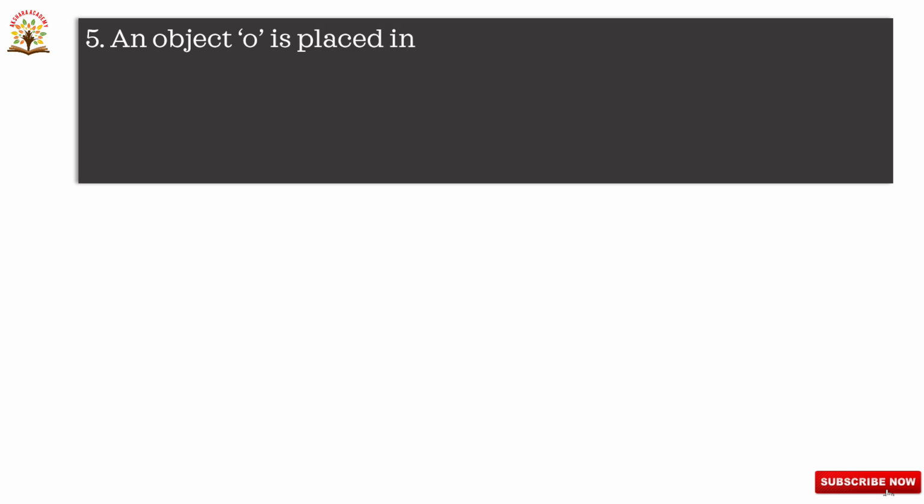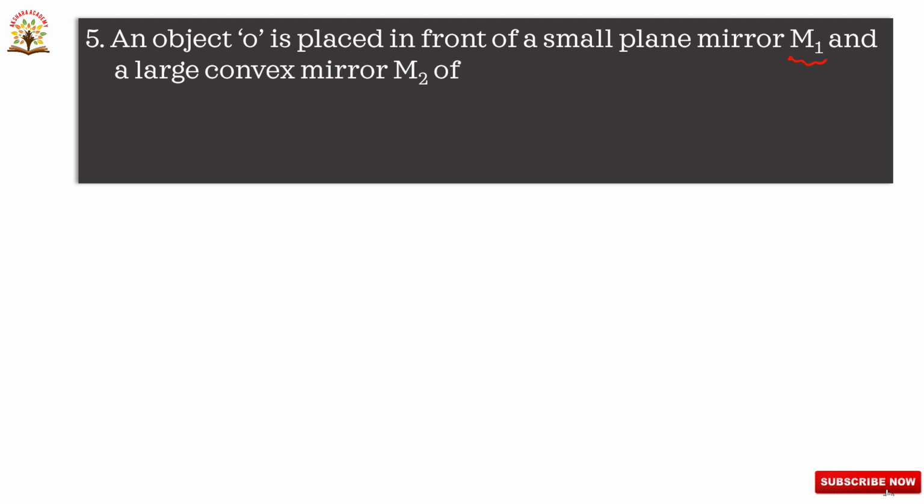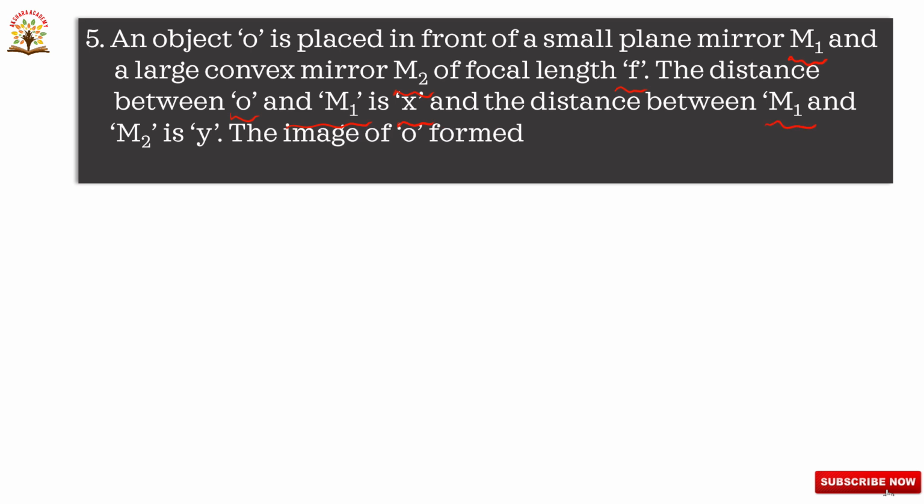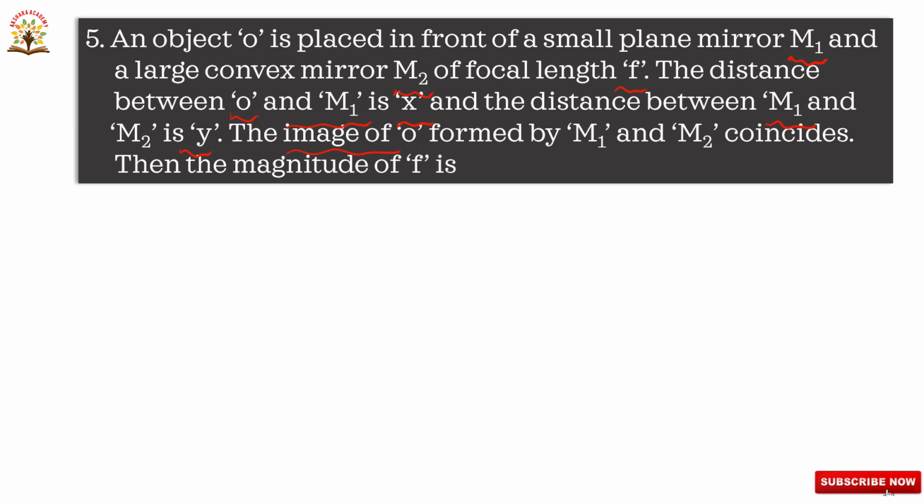An object O is placed in front of a small plane mirror M1 and a large convex mirror M2 of focal length F. The distance between O and M1 is X and the distance between M1 and M2 is Y. The images of O formed by M1 and M2 coincide. Then the magnitude of F is, here we have to calculate the magnitude of F. Now let us go to the solution.